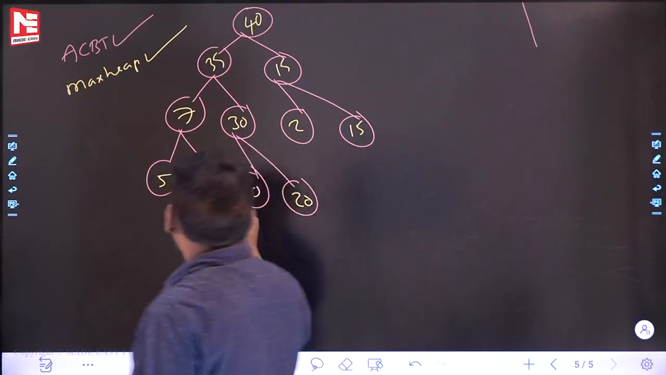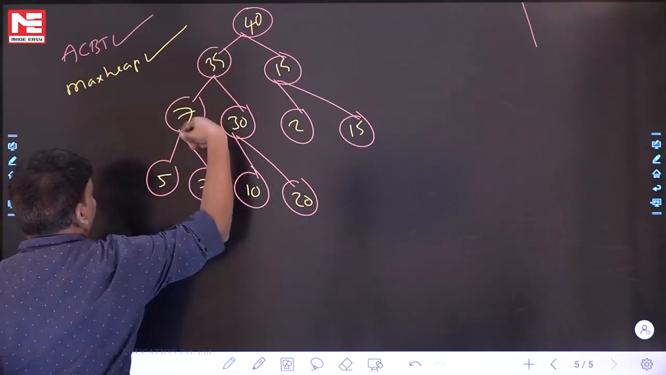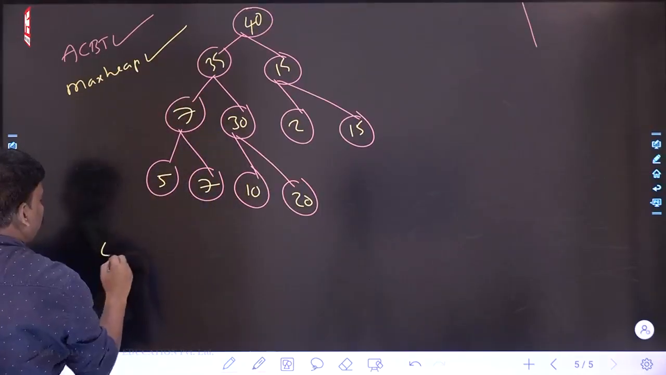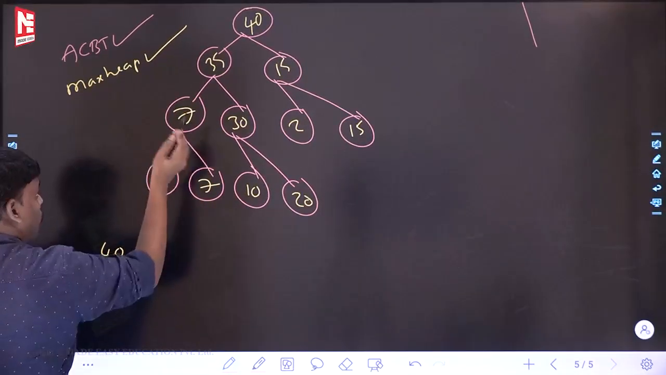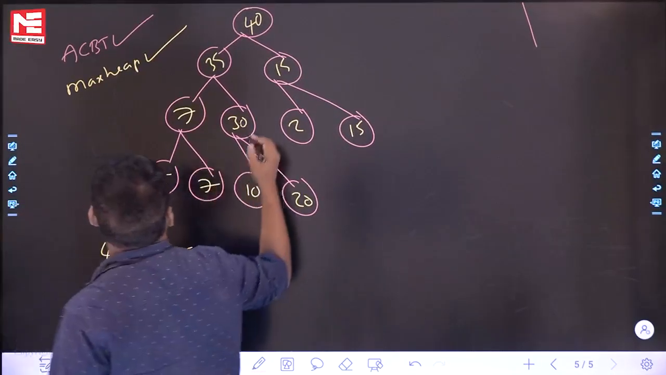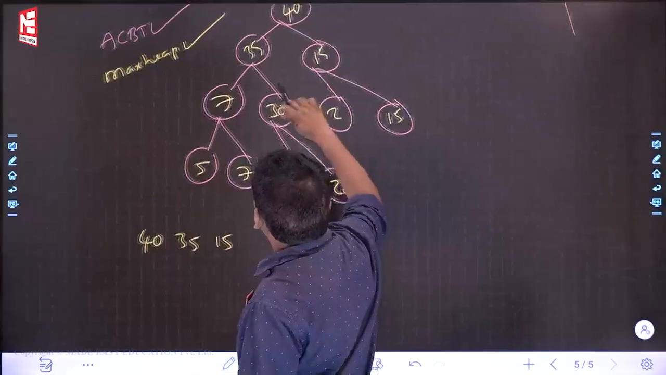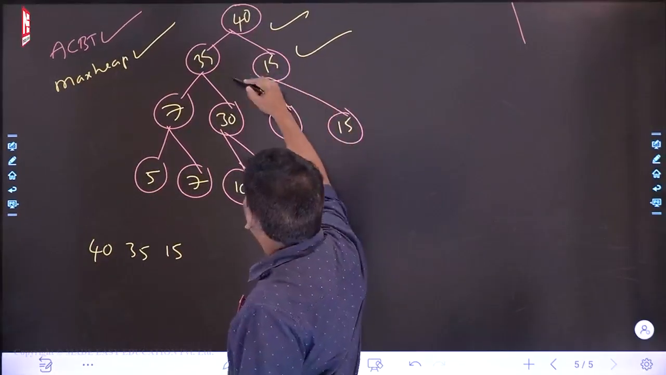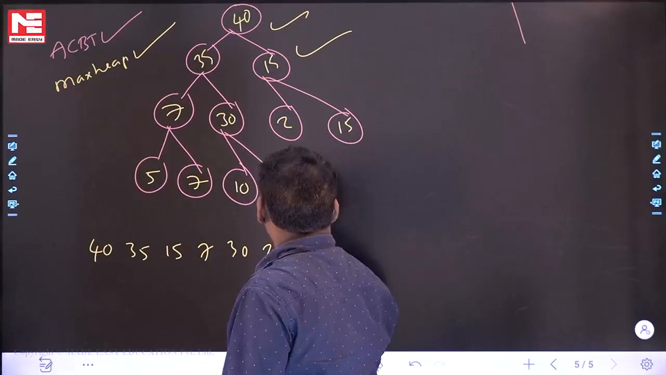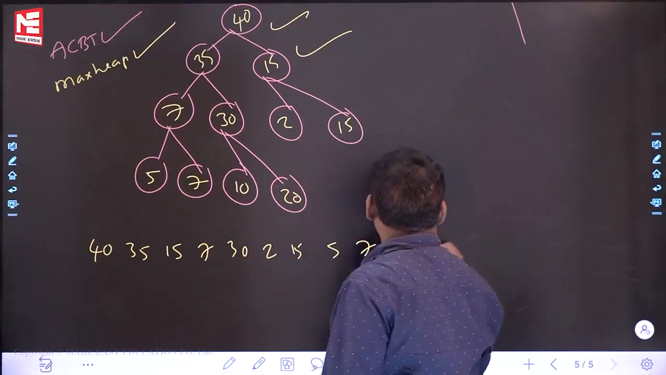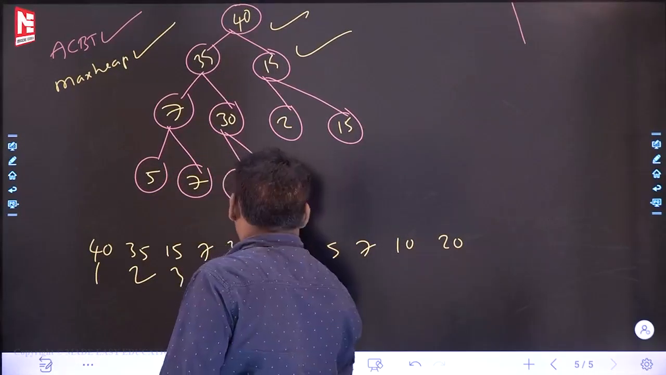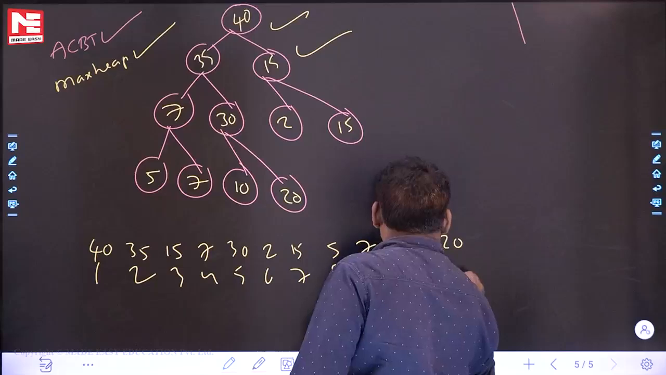Right? So let me write now. Can you say how this particular max heap tree will be stored inside a computer in the form of array? First 40 will be stored. Next, followed by their children. Who are those? 35, 15. Just write level by level. First 40. Next, their children, 35 and 15. Next 7, next 30. Next 2, next 15. Next 5, next 7. Next 10, next 20. Right? These are the array indexes. Like this.